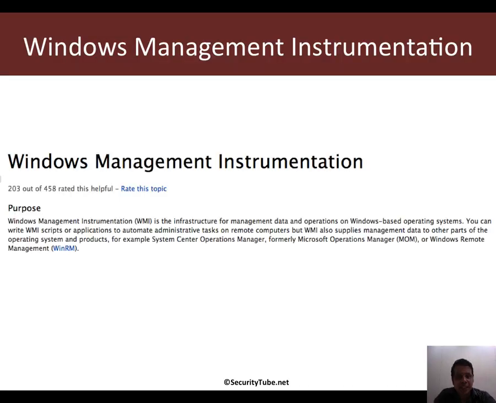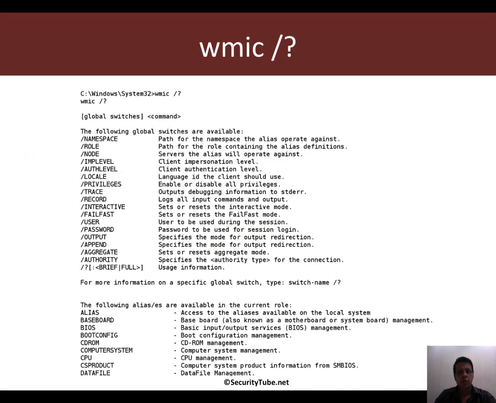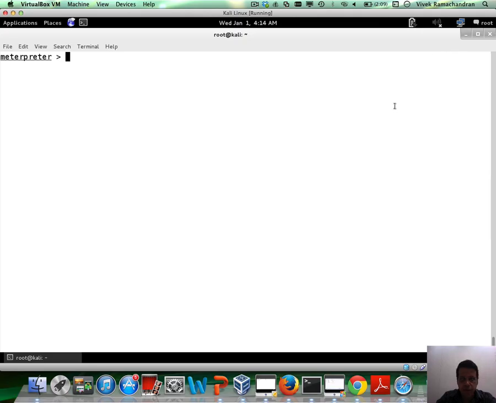So Windows Management Instrumentation is really a Swiss Army knife for pen testers. Apart from automating both local and remote administrative tasks, we can go ahead and actually find a fantastic amount of information about the system using WMI. Now the command line utility which we will use to access all of this is WMIC.